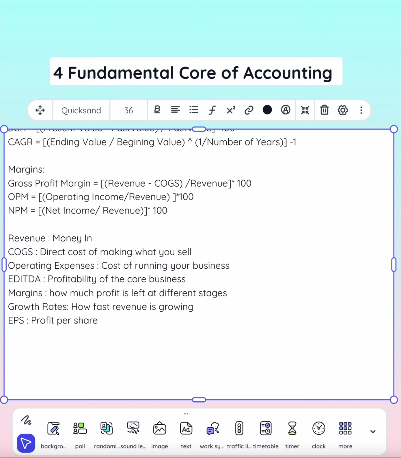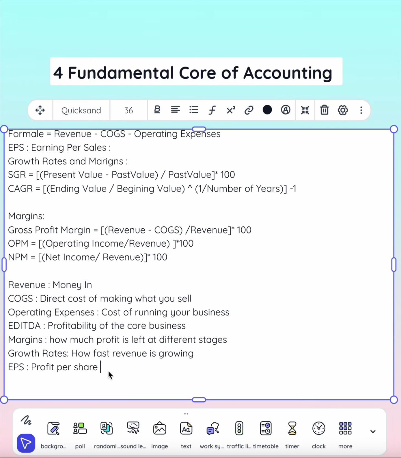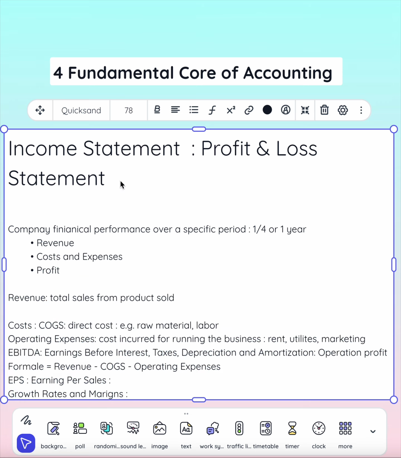So the income statement answers these questions: how much money did the company make, how much did it cost to make the money, and how profitable is the company? How fast is the company growing, and how much profit is allocated to each share, so profit per share. So this is all about the second fundamental core, the income statement or profit and loss statement. Now we're going to move on to the third fundamental core, the balance sheet.